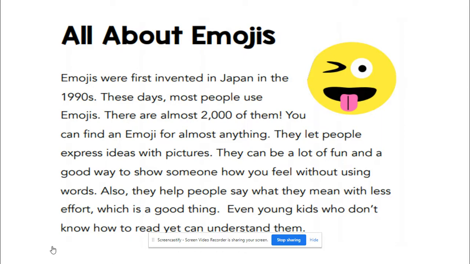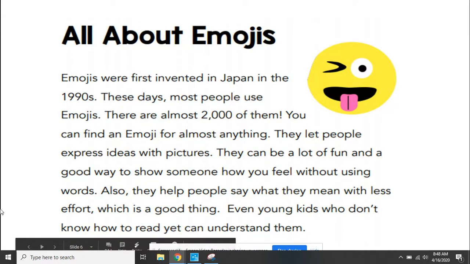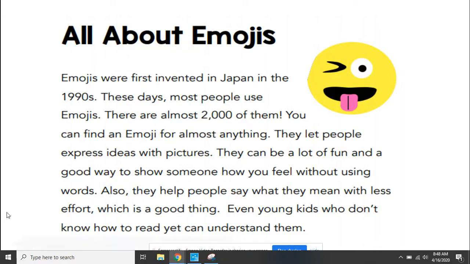So here's the passage. All about emojis. Emojis were first invented in Japan in the 1990s. These days, most people use emojis. There are almost 2,000 of them. You can find an emoji for almost anything. They let people express ideas with pictures. They can be a lot of fun and a good way to show someone how you feel without using words. Also, they help people say what they mean with less effort, which is a good thing. Even young kids who don't know how to read yet can understand them.